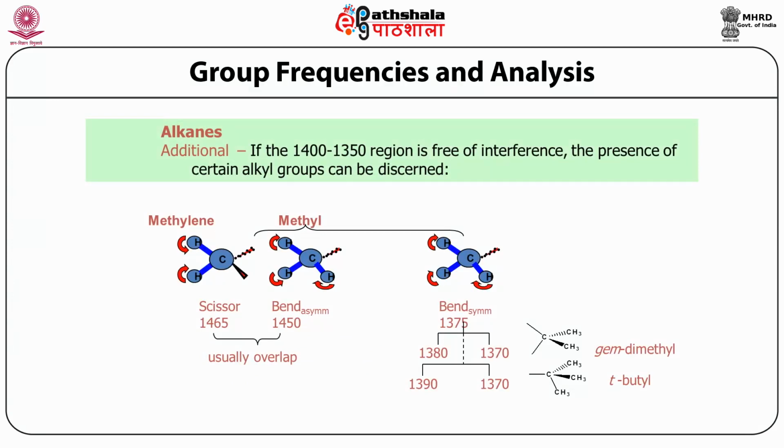We further discuss the alkanes: if the 1400 to 1350 region is free of interference, the presence of certain alkyl groups can be detected. For example, the methylene and methyl groups: the scissoring in the methylene group has a frequency of 1465, and for the methyl group the asymmetric bending gives 1450, but the symmetric bending gives 1375. So you can see here the substitution also influences the frequency of the IR spectrum.